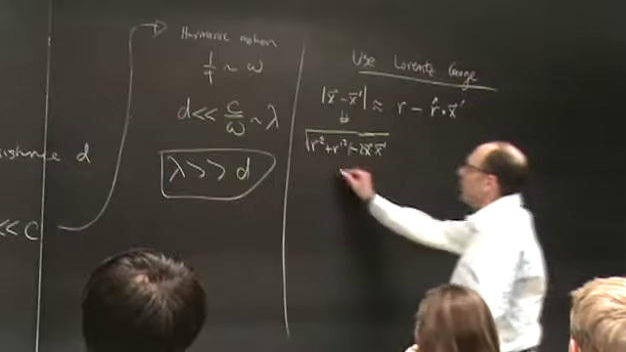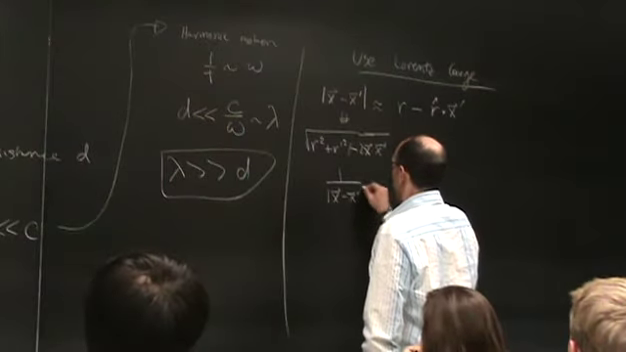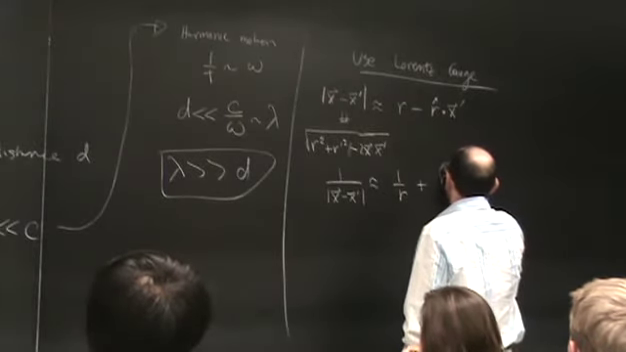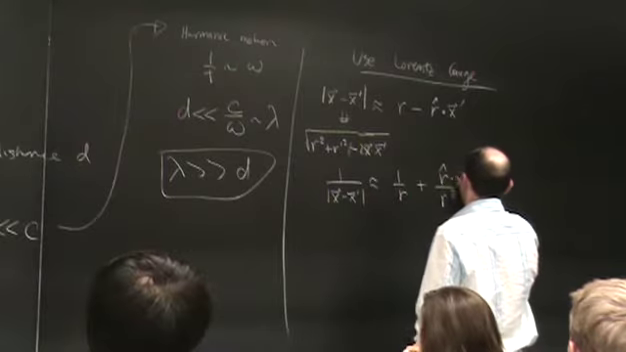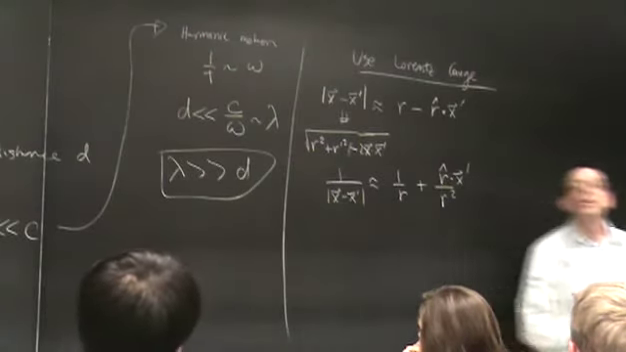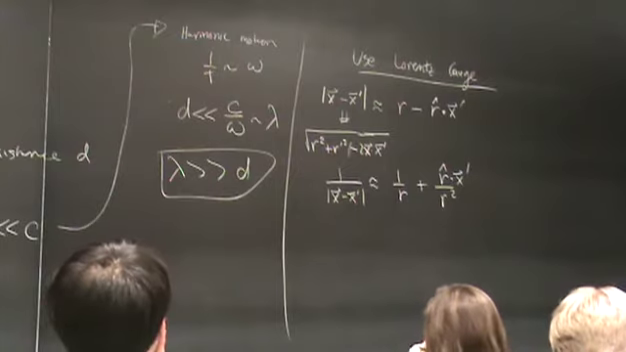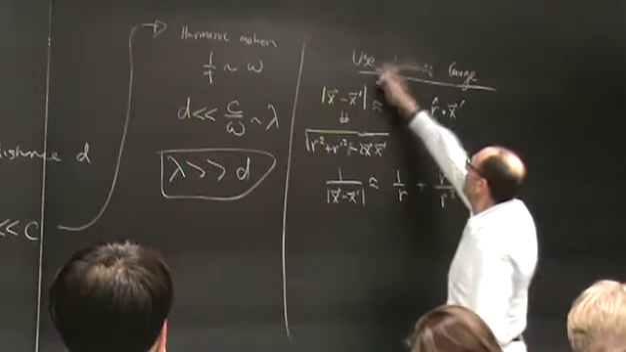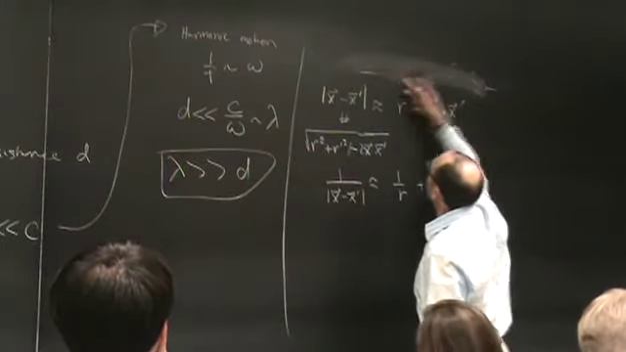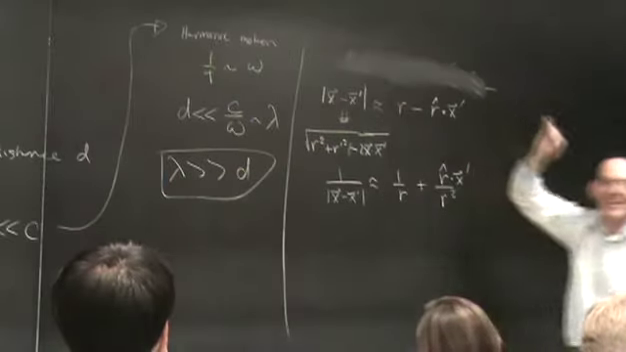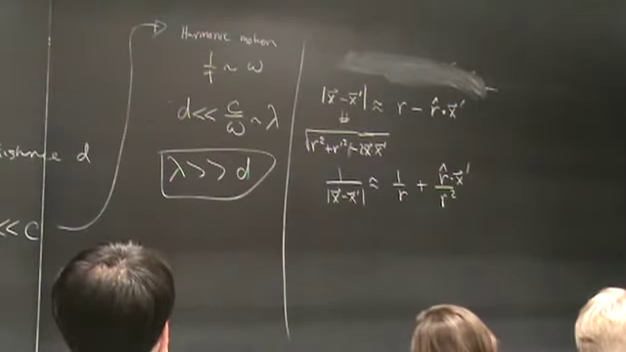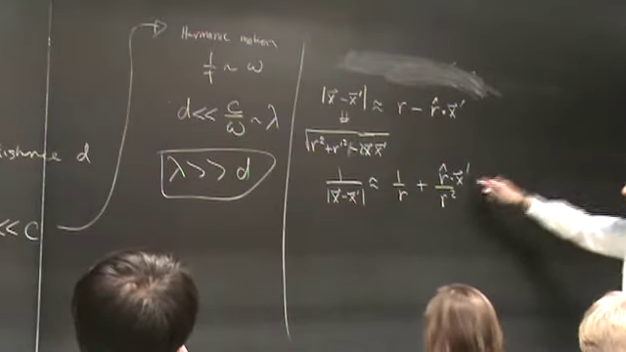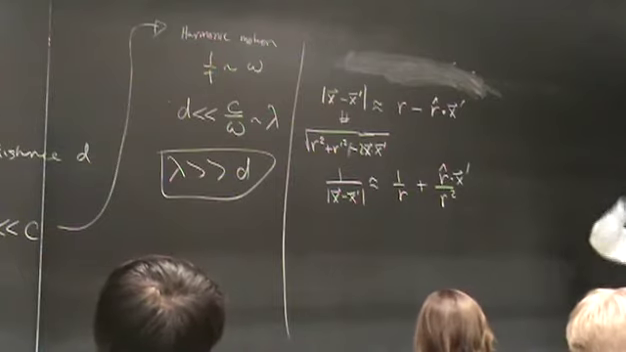Okay, so that meant that 1 over |x minus x prime| was approximately 1 over r plus r hat dot x prime over r squared. That's the kind of expansion we used when we were doing the multipole expansions. This has nothing to do with the Lorentz gauge. We'll come back to that, so I don't want to confuse you. This is just this. So that's one approximation. You can expand this, of course, to higher orders, getting 1 over r cubed, et cetera, et cetera.